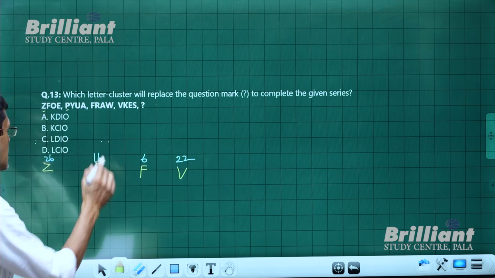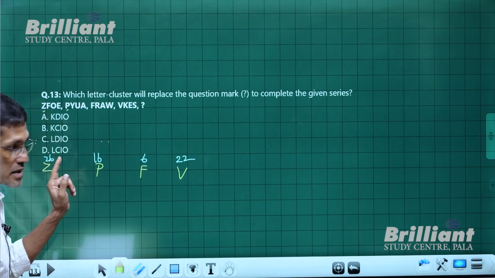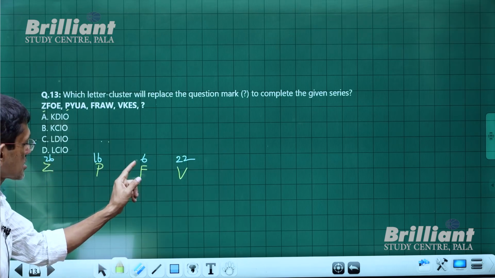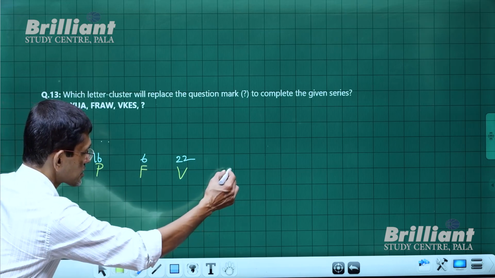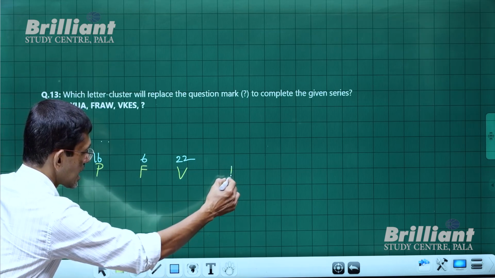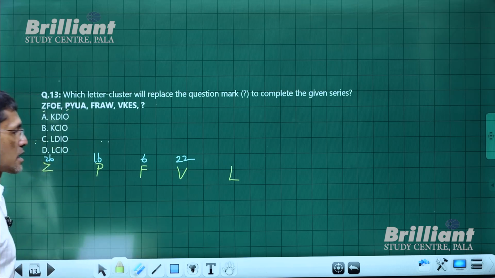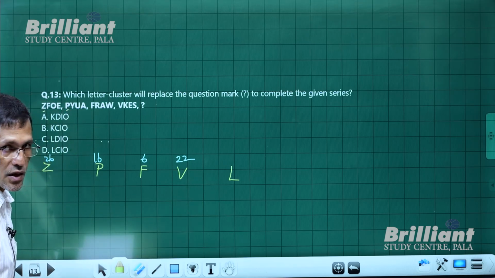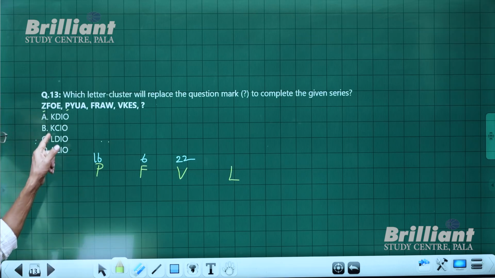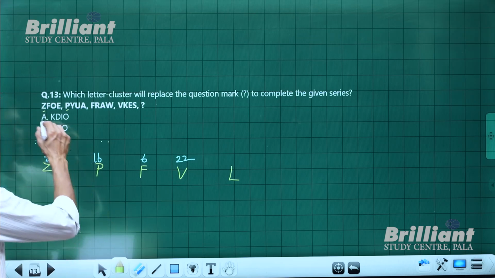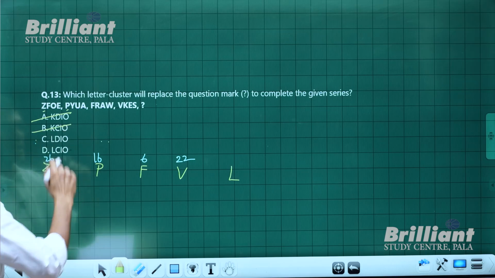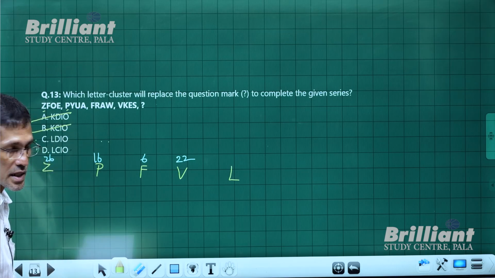So here the pattern, see that 26 minus 10 is 16, 16 minus 10 is 6. So it is the same pattern. So this is going to be L, 22 minus 10, that is L. So the first letter of the answer is going to be L. There are two answers starting from L. So ultimately answer choices A and B cannot be the correct answers.